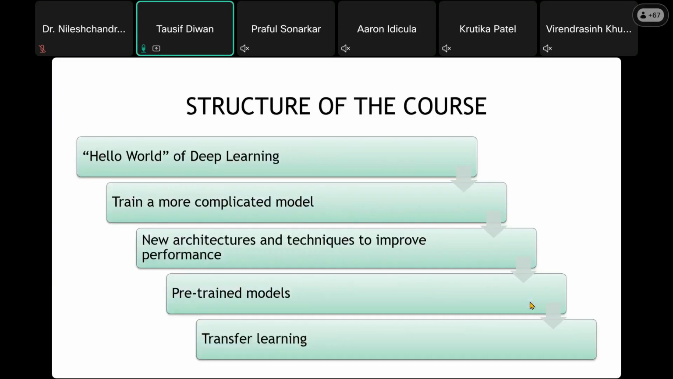I have already given an overview of the course. First of all, we will see a hello world program of deep learning. We will train a more complicated model. Then we will see a new architecture in terms of convolutional neural networks. After that, we will see how we can use a pre-trained CNN model, and finally we will use transfer learning.